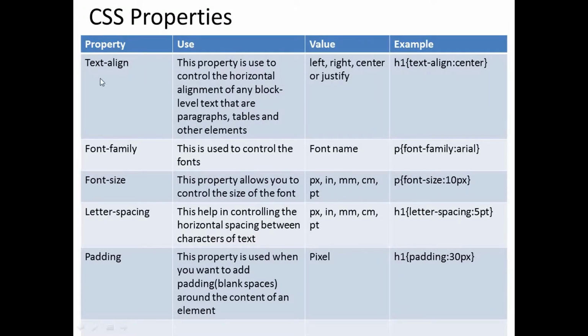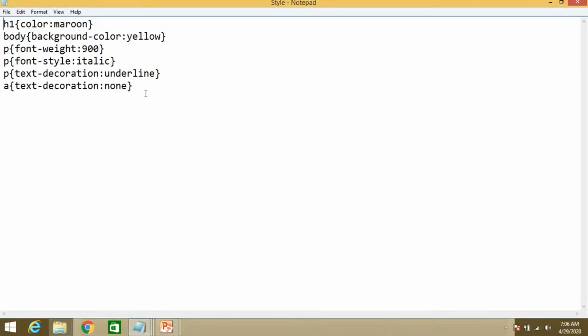Basically the text align property is used to control the horizontal alignment of any block level text. Basically this is used for text such as paragraphs, tables and other elements. What values does it have? It has left, right, center or justify. So how are you going to apply this? h1 text align center. Let's see how to apply this.